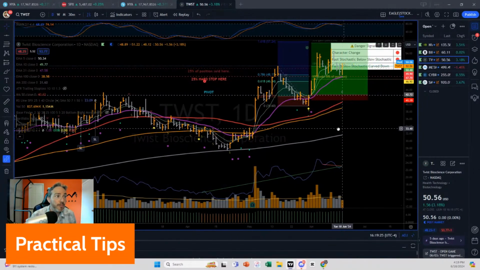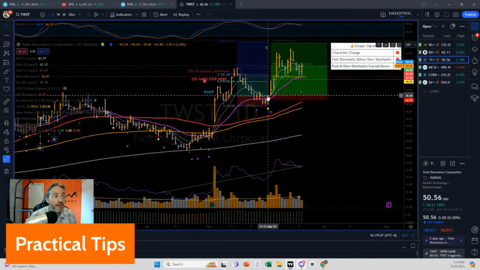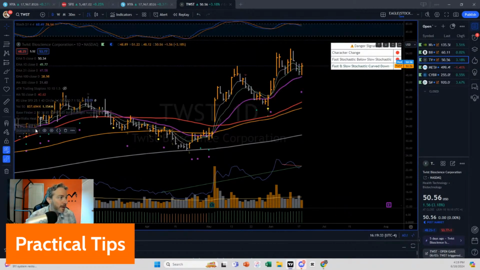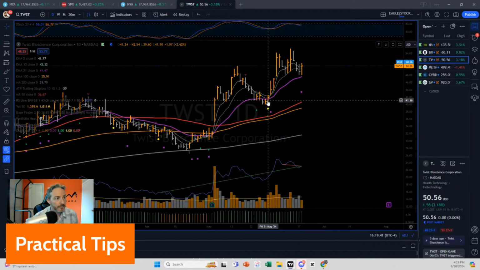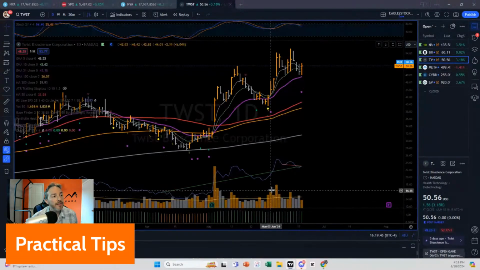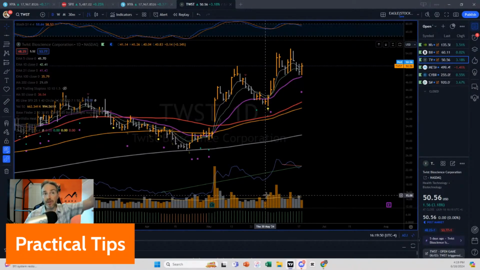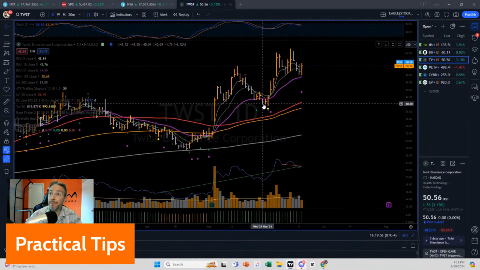So when this one pulled back and had this upside reversal here, let's turn off the annotations for a minute, make it a little bit clearer for you guys. Also turn off the danger signals indicator. When this one had this upside reversal that happened on increased volume, and it also closed at the top of its trading range, that caught my attention. And so I dug a little bit deeper on this one.